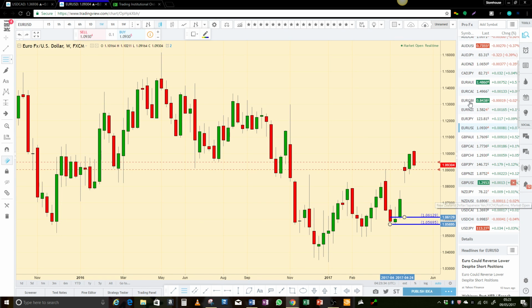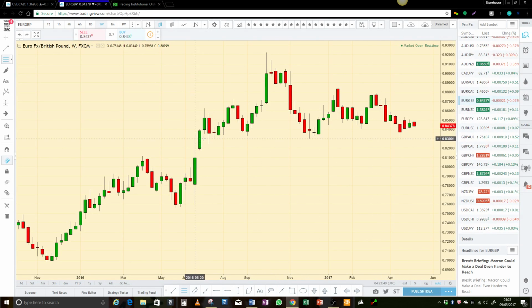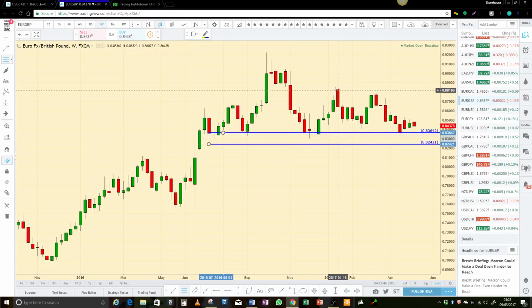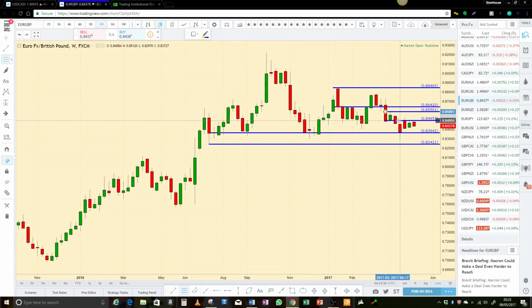Okay, let's take a look at the euro pound. It's been going very much nowhere for a long time. We have demand down in these levels, we have supply up in these levels, and we have a little bit of supply now that prices are beginning to work off. So very tight ranges, very limited profit margin in that market.